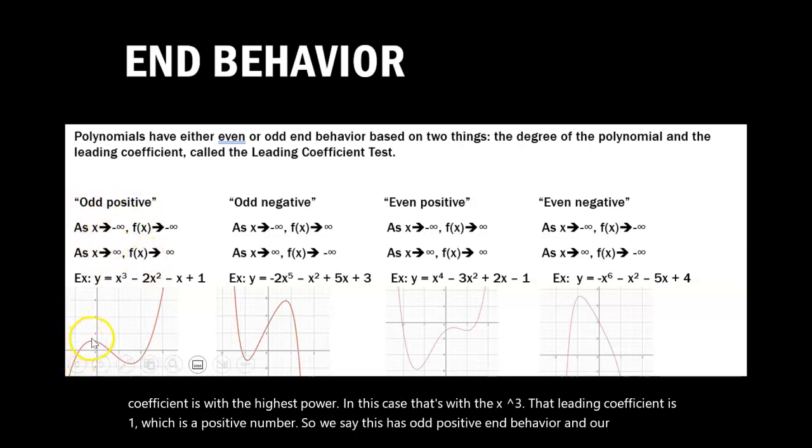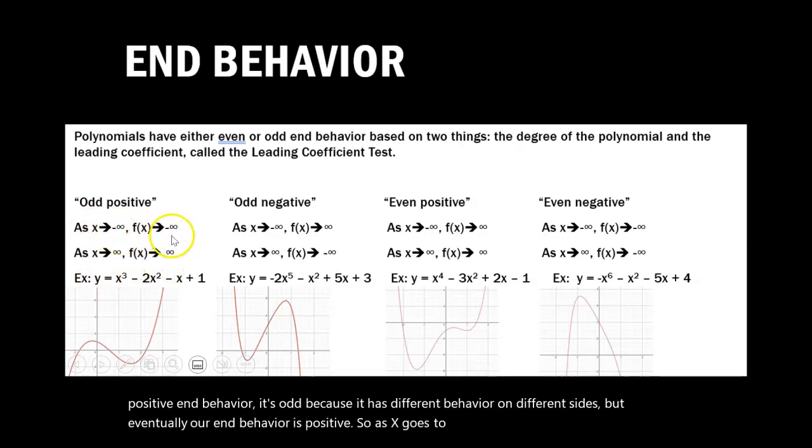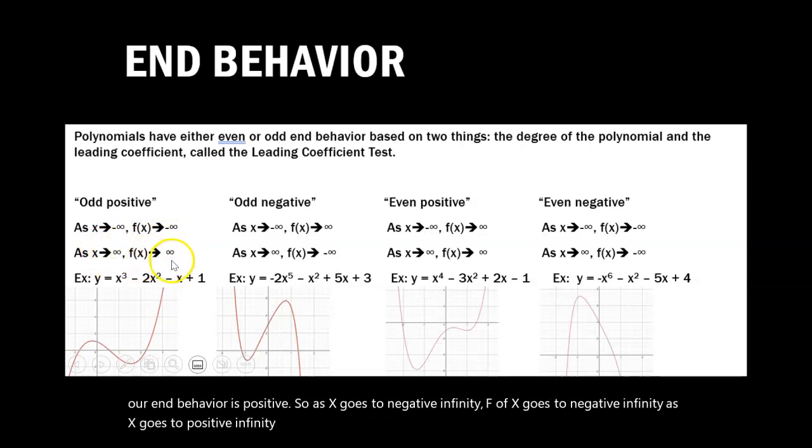And our odd positive end behavior, it's odd because it has different behavior on different sides, but eventually our end behavior is positive. So as x goes to negative infinity, f of x goes to negative infinity. As x goes to positive infinity, f of x goes to positive infinity. So everything matches whatever x does.